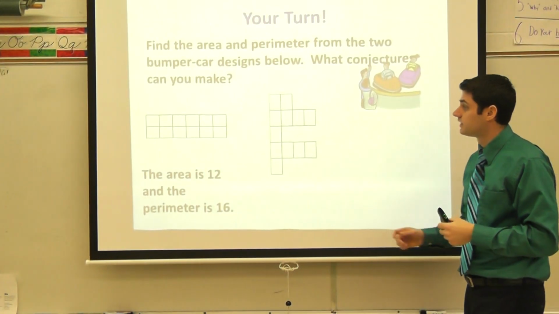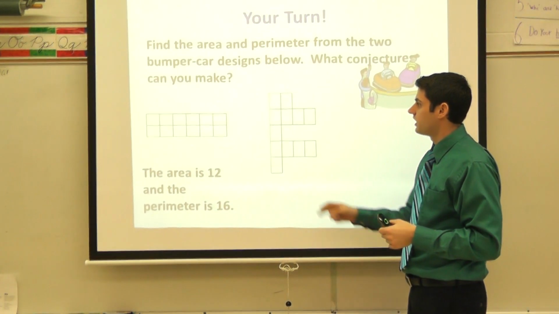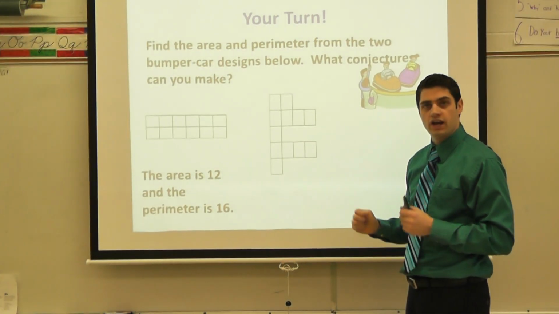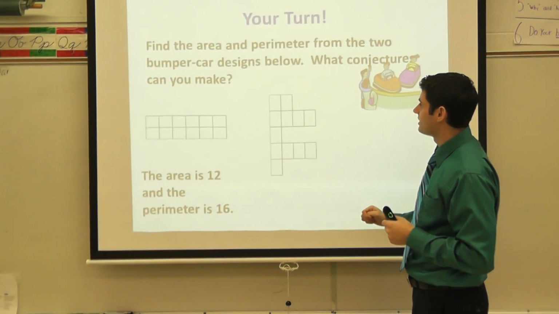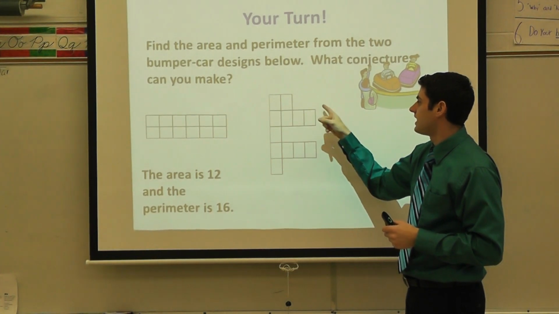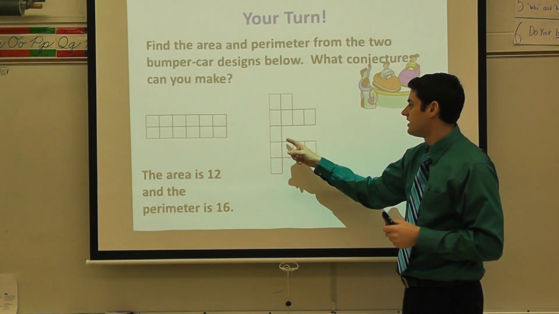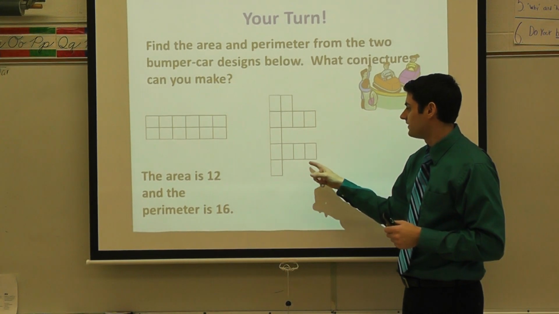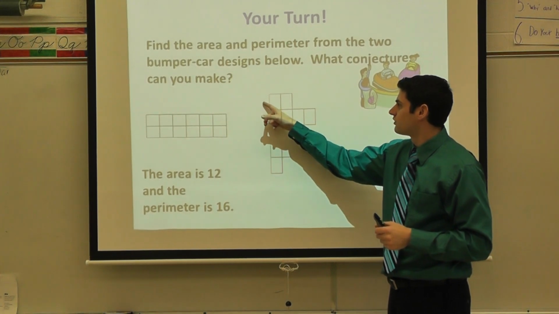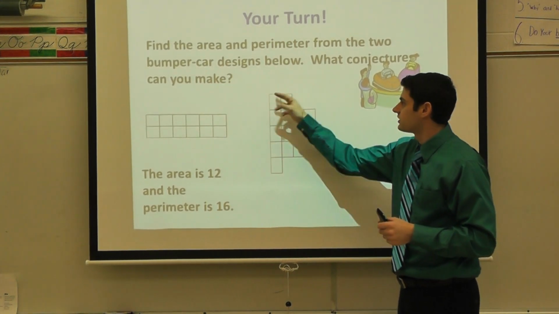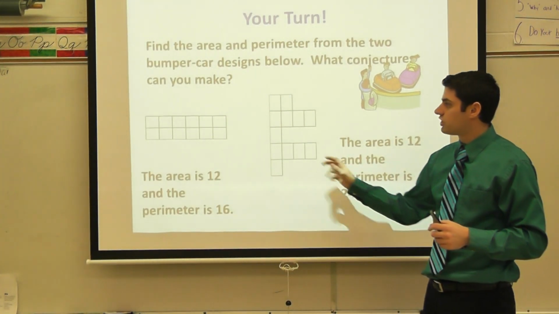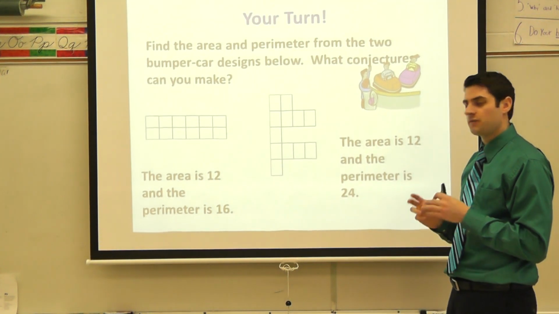In our next one, again a little funky design here. Let's start with the area. 2, 4, 6, 7, 8, 10, 12. My area was 12. Let's take a look at the perimeter. I'm going to start at the top here. 1, 2, 3, 4, 5, 6, 7, 8, 9, 10, 11, 12, 13, 14, 15, 16, 17, 18, 19, 20, 21, 22, 23, 24, and yeah, I started here, so 24. So the area on the inside was 12 and the perimeter was 24. So again, two totally different designs.